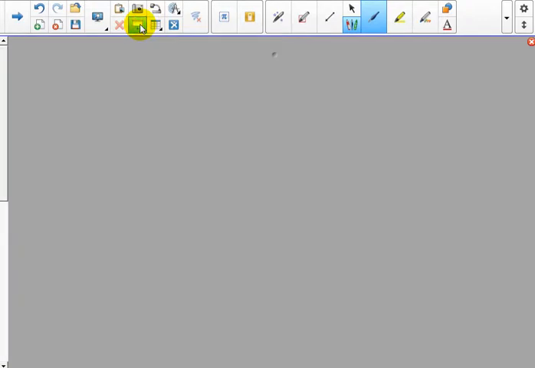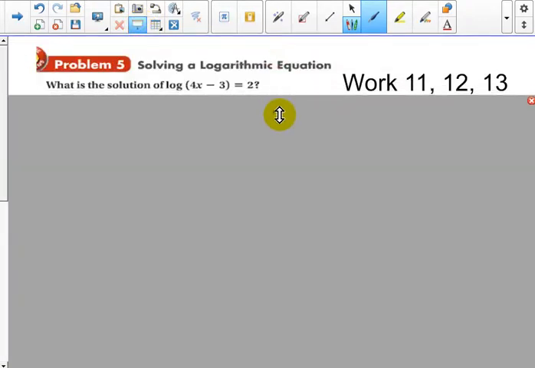Our first one says, what is the solution of log(4x - 3) = 2? Well, there's 3 different ways they give us to solve this, but we're going to use the easiest and the most powerful, which is our big, beautiful brains. You can do this on a graphing calculator, but it's so much easier just to do it manually using our big, beautiful brains, right?